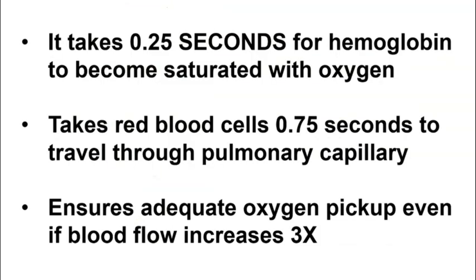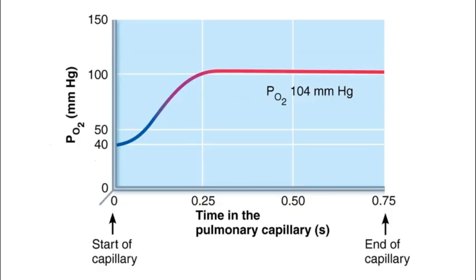So we also see that at the pulmonary capillaries, it takes about a quarter of a second, that is 0.25 seconds, for hemoglobin to become saturated with oxygen. However, a single red blood cell takes roughly 3/4 of a second, so that is 0.75 seconds, to travel through the length of a pulmonary capillary. So what does this mean? It ensures that the hemoglobin will still be fully saturated with oxygen even if blood flow through the pulmonary capillaries is increased by 3 times.